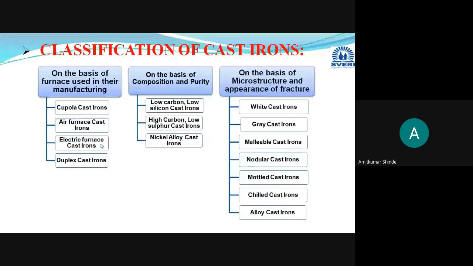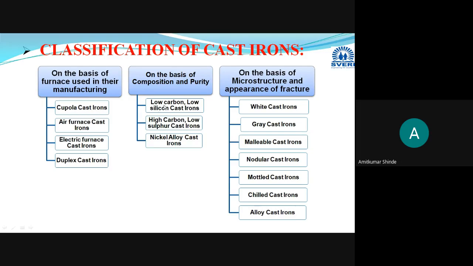Okay, in this way, on the basis of the furnace used in manufacturing, cast irons are classified into these four types: cupola cast iron, air furnace cast iron, electric furnace cast iron, and duplex cast iron. Then the classification of cast irons can also be done on the basis of composition and purity. Here only three types are there. Simply, this classification is done on the basis of composition only.